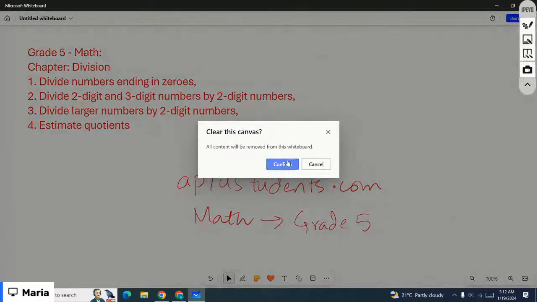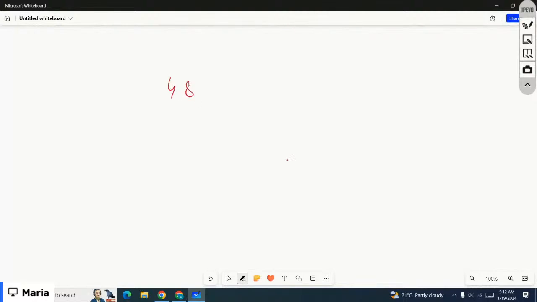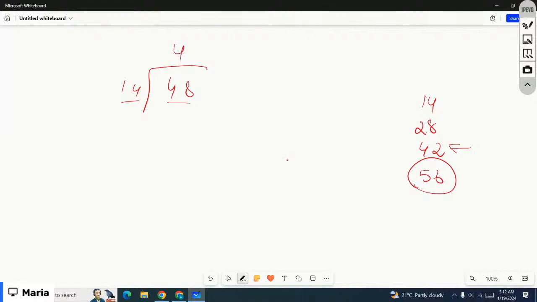Okay, so you need to count a table of 14 until 48 or the number that is less than 48, right? So 14 times 1 is 14, 14 times 2 is 28, 14 times 3 is 42, and 14 times 4 is 56. So 56 is greater than 48. So we can go for 14 times 3, right? 14 times 3 is 42. So 48 take away 42 is 6.